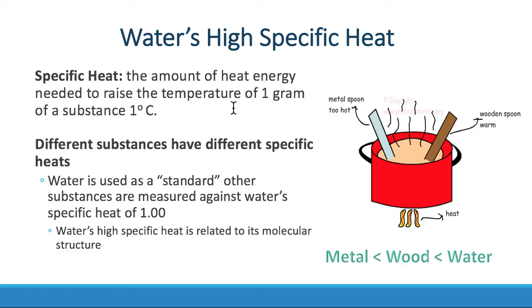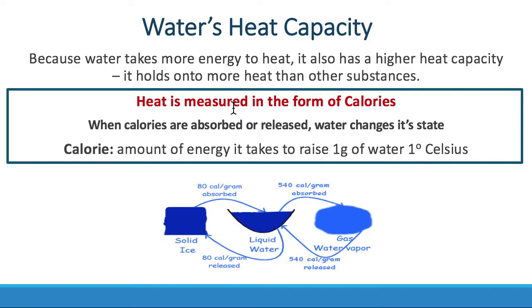Okay, so water is able to absorb that heat and hold on to it without heating it to the point where we can't touch it. This high specific heat is really related to its molecular structure and the bonds that need to be broken in order to heat it up. Because it takes more energy, because of that high specific heat, water also has a higher heat capacity. So it can hold on to more heat because we need to expose it to more in order to actually heat it up or make it warm.